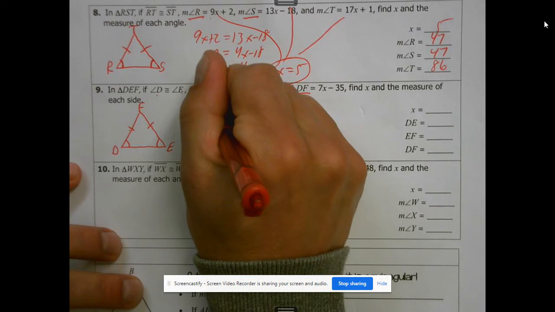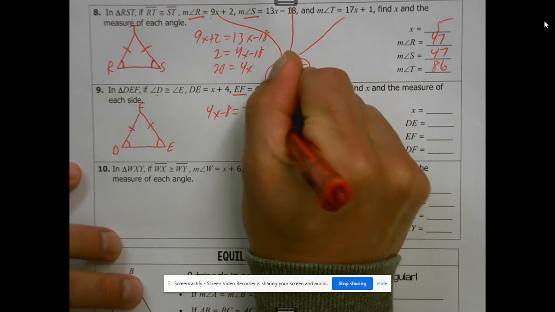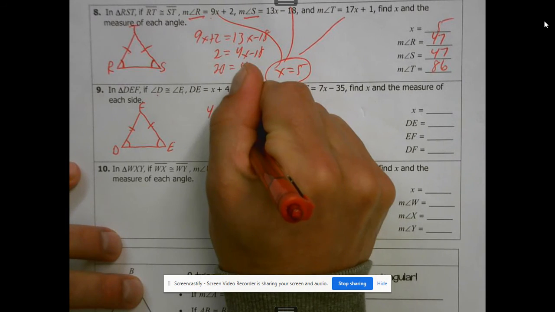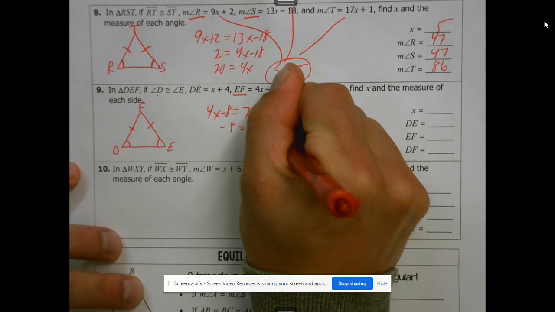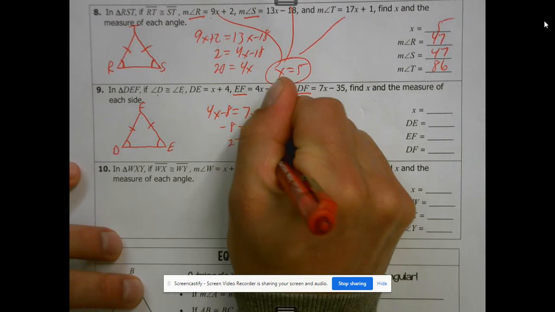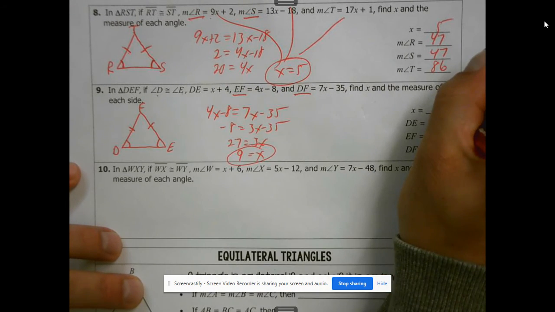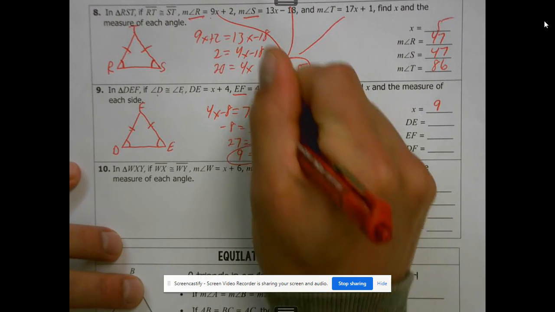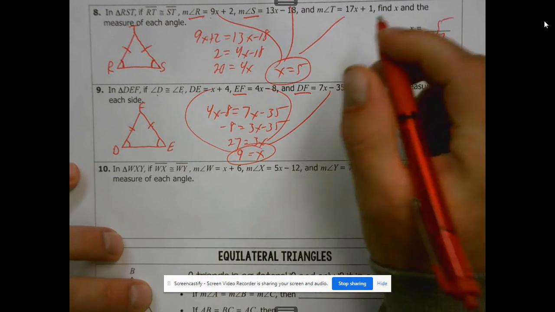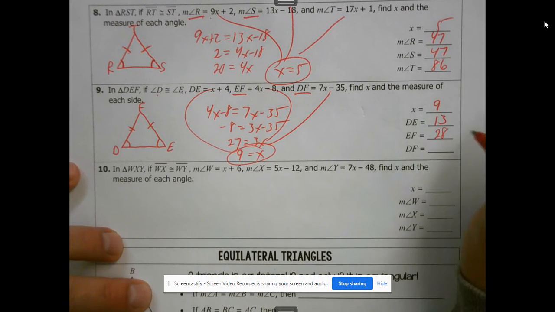So 4x minus 8 is 7x minus 35. Subtract 4x. Add 35 to both sides. And then 3 goes in there 9 times. Then we got to plug it back into all the pieces. DE comes out to be 13. EF is 28. And DF is also 28.